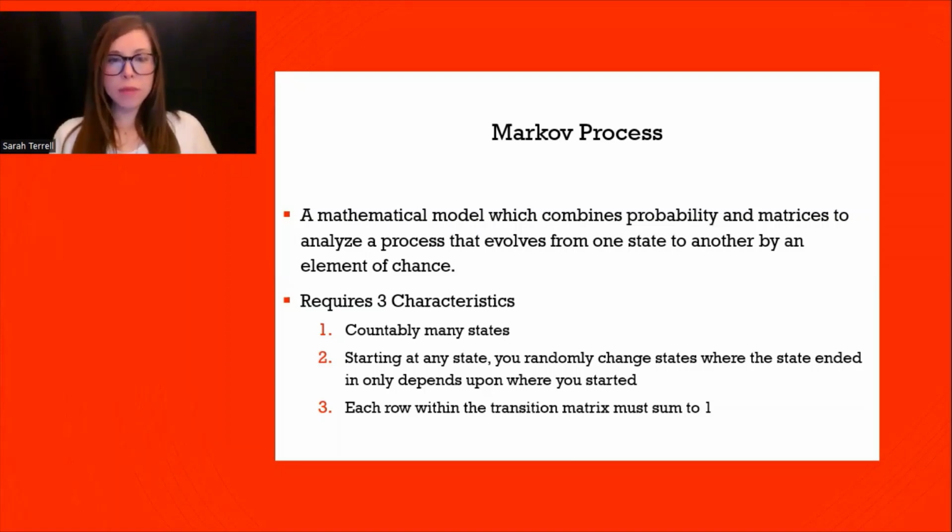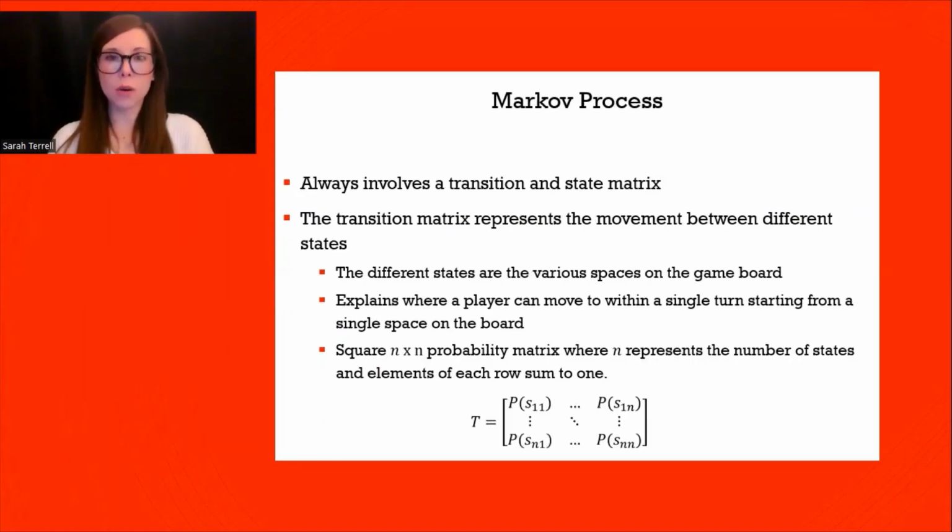And number 3, each row within the transition matrix, which we'll discuss in just a moment, must sum to 1. A Markov process always involves 2 different matrices, a transition matrix and a state matrix. The transition matrix represents the movement between different states, where the different states are various spaces on the game board.